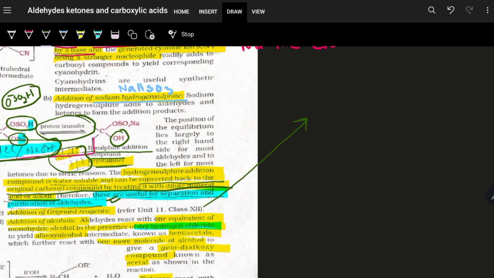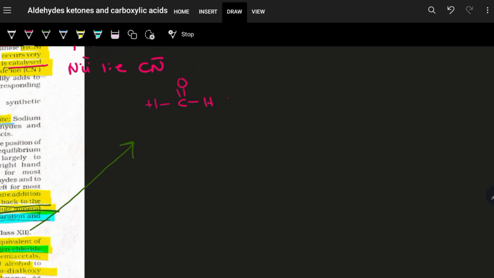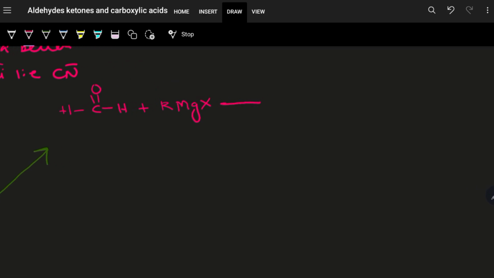Addition of Grignard. For this, I will say that when I take HCHO, the addition of Grignard takes place in this manner, that Grignard is RMgX. So RMgX has a speciality. And what is the speciality? Above Mg, it is positive. Above carbon or alkyl group, it is negative. Oxygen is delta negative. Carbon is delta positive.